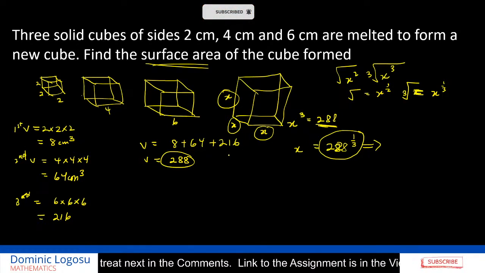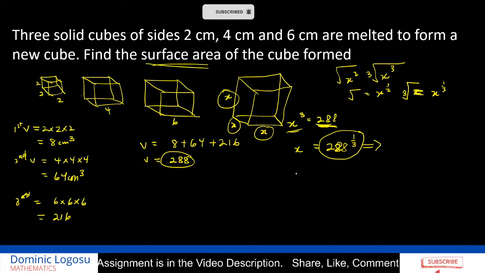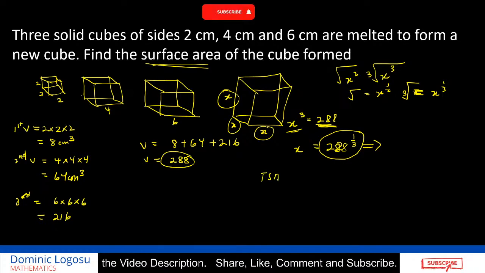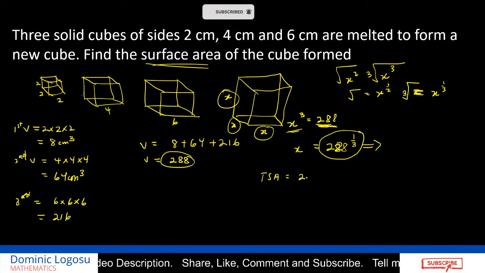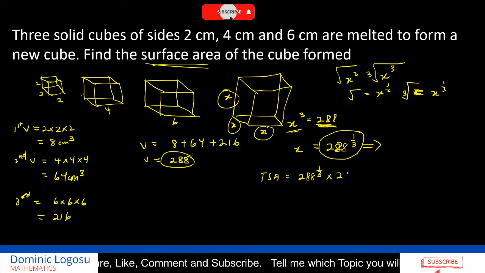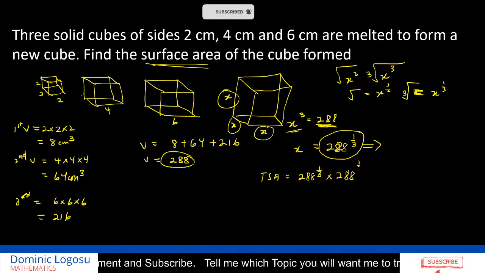So Ajua is saying that doesn't mean that 288 will be multiplied by itself 3 times. No, we have to find the cube root of 288 first. Okay, we have to find the cube root of 288 first. So what it means is that to find the total surface area, it will be 2 raised to the power 3 times 2 raised to the power 3.